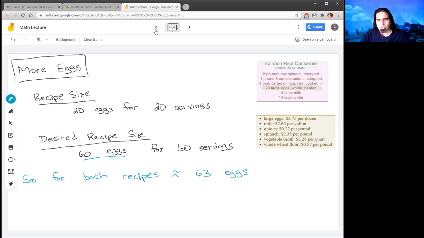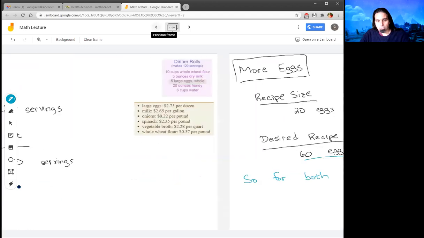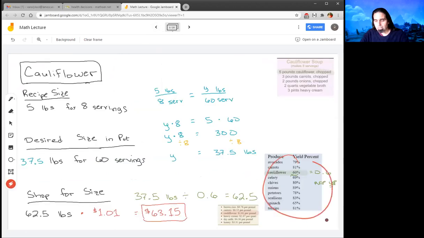Okay, now with eggs, there's no yield percent. This stuff we did over here, we don't have to worry about. When you buy an egg, you put the whole egg in your pot. There's no trimming, there's no waste. So we can skip that step and go right to the red step.